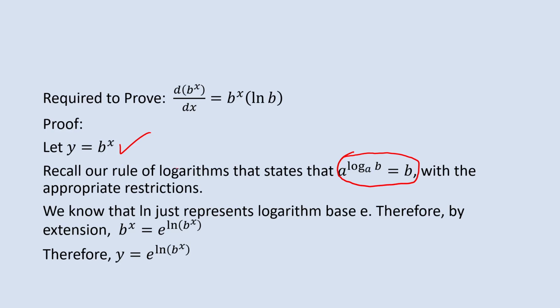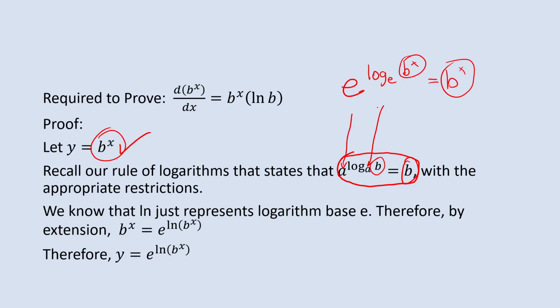So what we're going to do is, instead of saying b to the x, we're going to say e to the log base e of b to the x, and that equals b to the x. So right here, this b, we're replacing with b to the x, and instead of a, we're using e in both spaces. So instead of writing b to the x, we're going to write e to the log base e of b to the x.